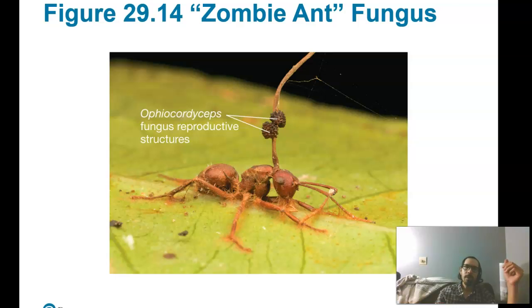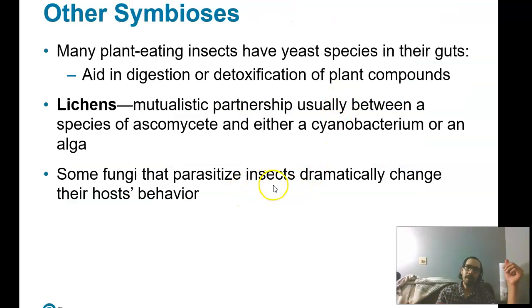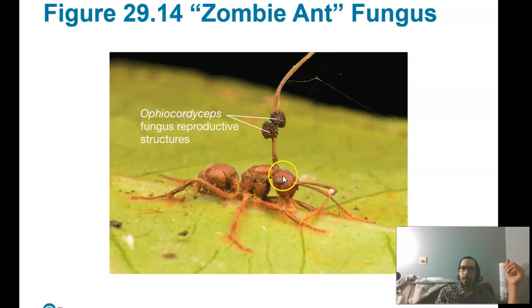Oh, here's the one where the fungi parasitizes insects, and they dramatically change the behavior. So it does affect the ants, and what it does is, when it's ready to reproduce, it will make the ants bite down on the leaf, and then the reproductive structures of the fungus will sprout out of the head of the ant in order to reproduce. So that's why these are called the zombie ants, okay? Because they're under some type of mind control by the fungus.